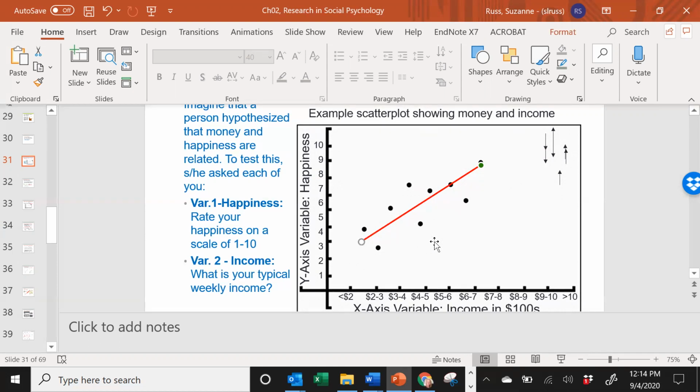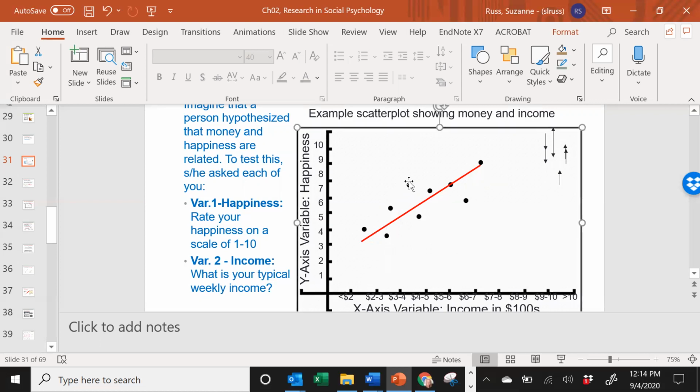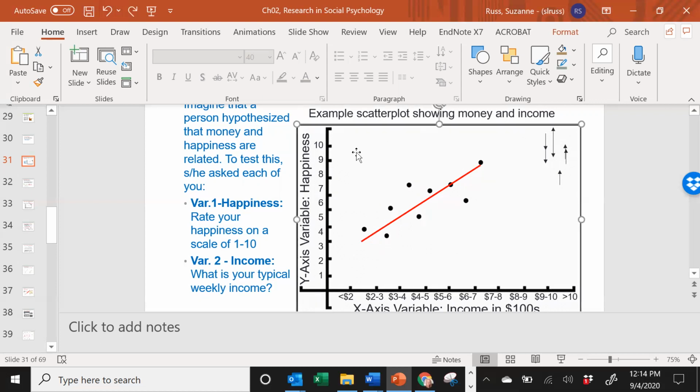The second thing that I would look at in this chart is how close are these points to the line? If these points were really close to the line, we'd say this is a pretty strong relationship. If they looked something like this, and if the points were really far away from the line, we might say this is a weak relationship. And it might look something like this.